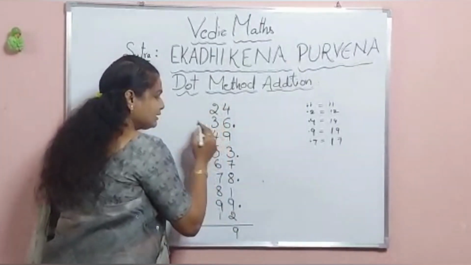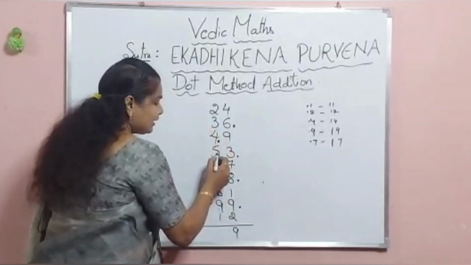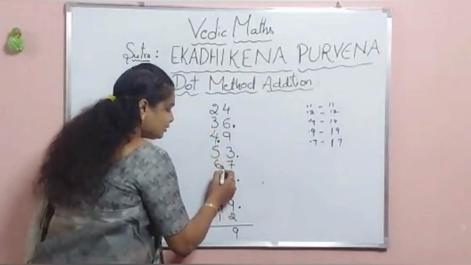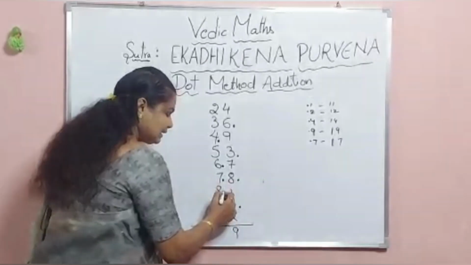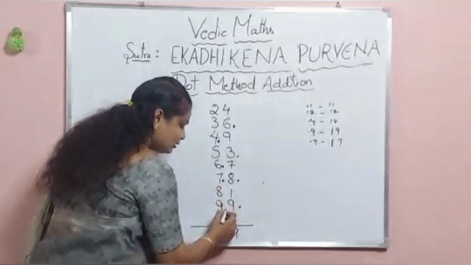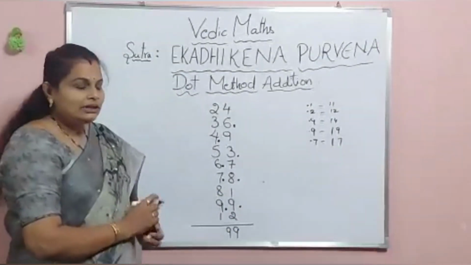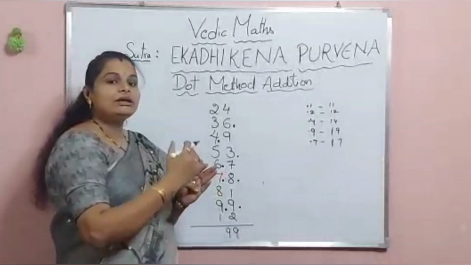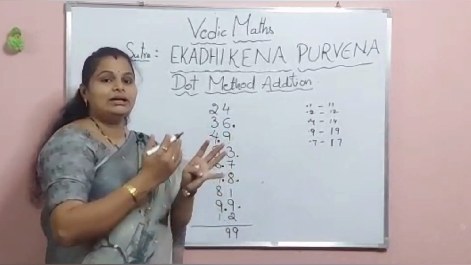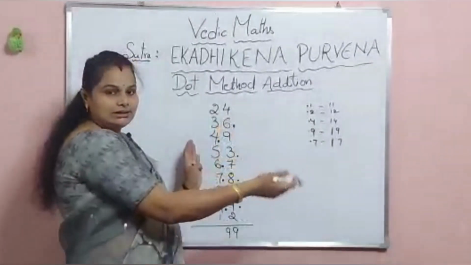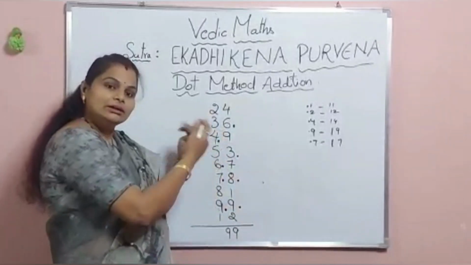So 2 plus 4, it's a single digit number, 6, right? So 6 plus 3, 9. 9 plus 4, dot 3. 3 plus 5, 8. 8 plus 6, dot 4. 4 plus 7, dot 1. 1 plus 8, 9. 9 plus 9, dot 8. 8 plus 1, 9. So you do one thing always: we have to keep the dots on the right side of the digit so that we won't get any confusion. If we keep dots at the right side, you can easily bring them to the left side if you have any digits in the next place.